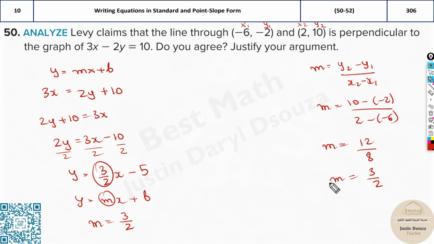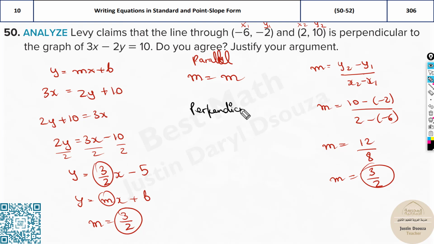Now look at the slopes. They are the same, aren't they? If the slopes are the same for both lines, then they are parallel. So these are parallel lines. And one more thing, when are they perpendicular? They are perpendicular when the slope is the negative reciprocal, the negative inverse.